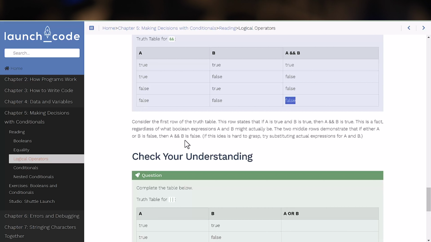Now consider the first row of the truth table. This row states that if A is true and B is true, then A and B is true. This is a fact. Regardless of what Boolean expressions A and B might actually be, the two middle rows demonstrate that if either A or B is false, then A and B is false. If this idea is hard to grasp, try substituting actual expressions for A and B.